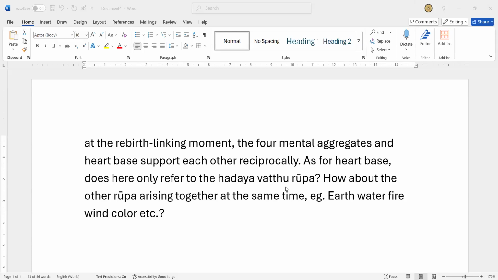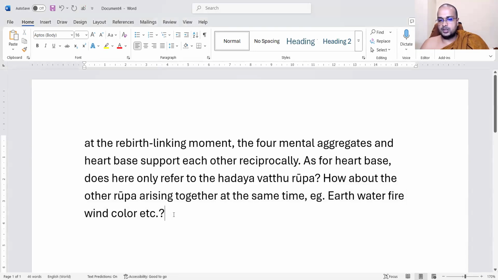Yes, Bhante. My question is mainly because when we chant, it mentions the rebirth-linking moment, Namarupa, they support each other reciprocally. But here it only mentions Hadayavatthu Rupa. For example, as a human being at the rebirth-linking moment, there are 30 Rupa. So the other ones, they do not reciprocally support the four nama khandha. Yes, so the other rupas do not support the four nama khandha. Only the Hadayavatthu, the heart base, will support the rebirth-linking four mental aggregates.